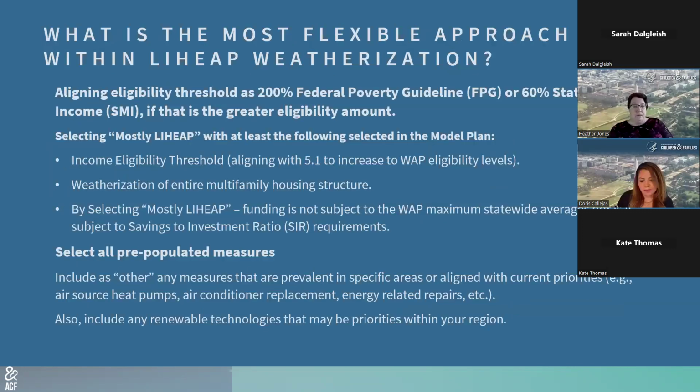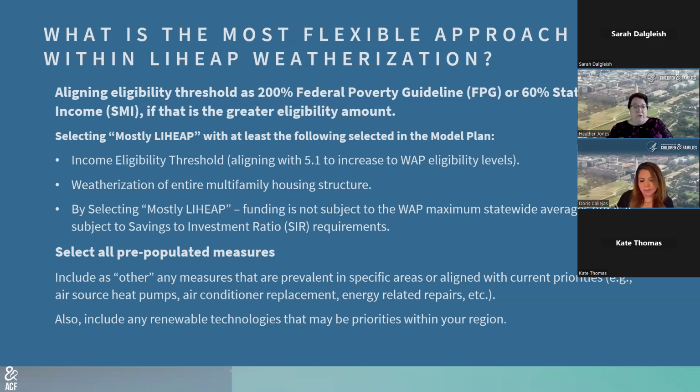Next slide, please. The income eligibility threshold can be 200% of the federal poverty guidelines if using DOE weatherization rules, or it can be 60% of the state median income, whichever is greater. You may also want to use DOE weatherization program rules to determine if the entire multifamily housing structure will be weatherized. Aligning eligibility allows providers the flexibility to use LIHEAP funds on all WAP projects, even if they come through a different intake process other than LIHEAP.